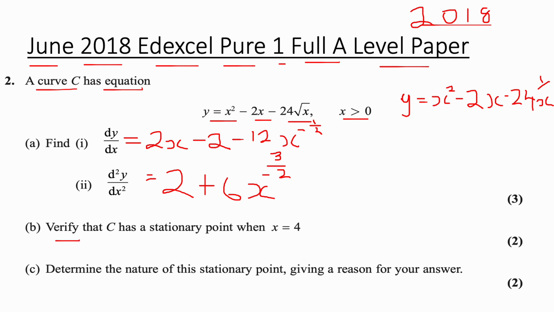For part B, verify that C has a stationary point when x equals 4. So I just sub in x equals 4 into the derivative, dy by dx, the first derivative, and make sure that it's equal to 0. So I have 2 lots of 4 minus 2, minus 12, and then I'm going to have 4 to the minus half.